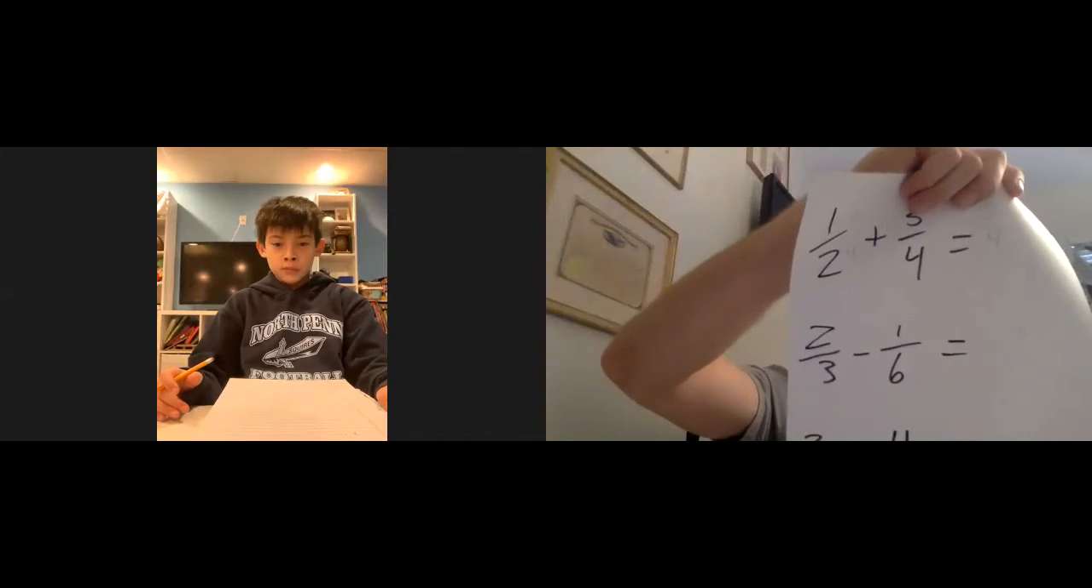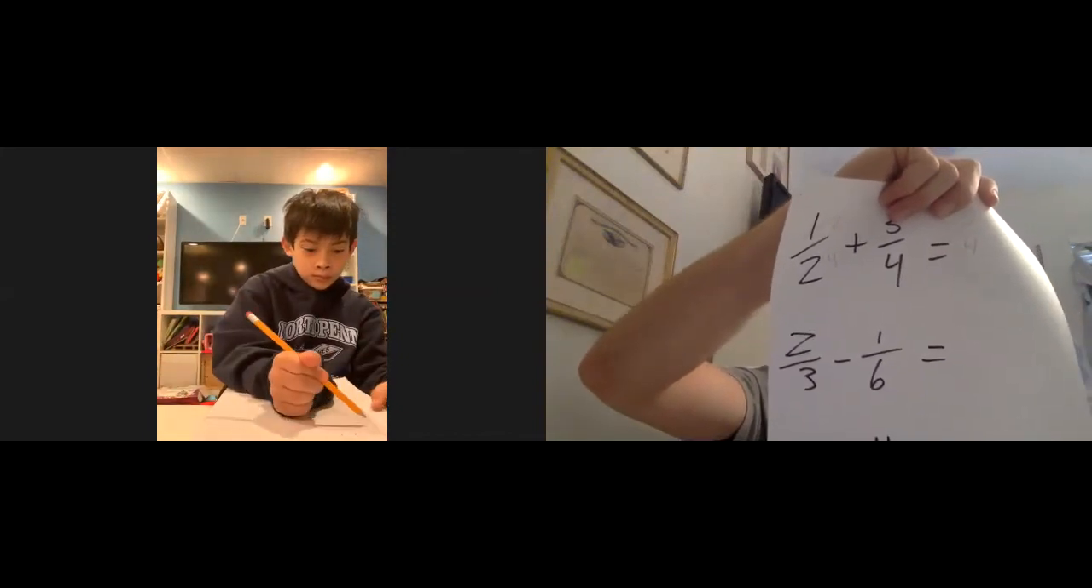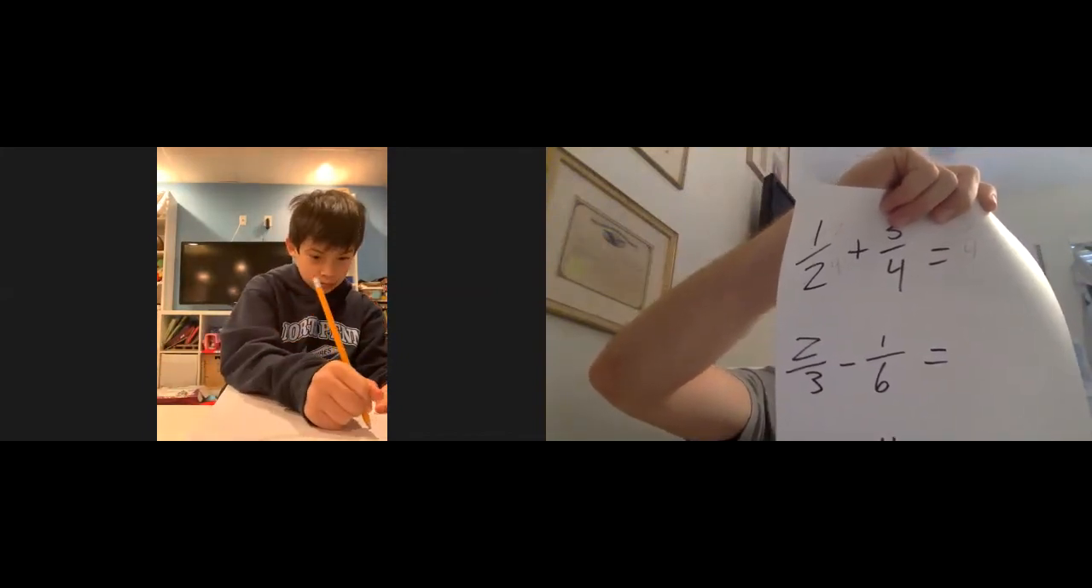Okay, let's try a subtraction problem. I want you to write 2 over 3 minus 1 over 6. I want you to try and solve it. Three over 6. Because you turned the 2 over 3 into 4 over 6 and did 4 over 6 minus 1 over 6 equals 3 over 6, right?